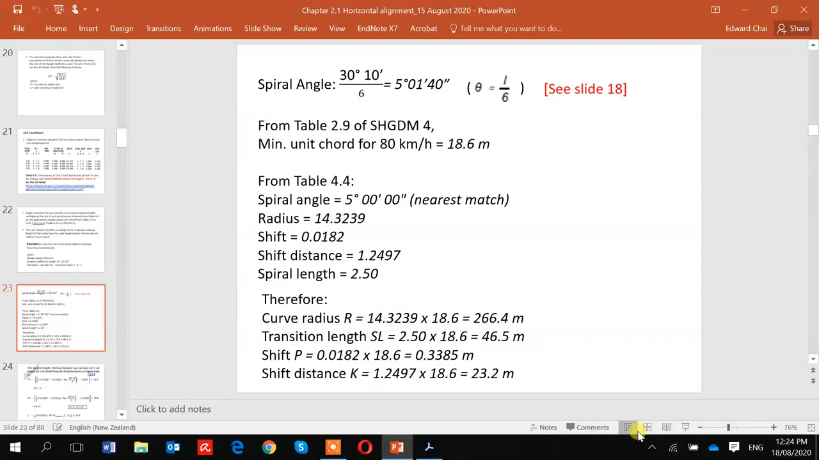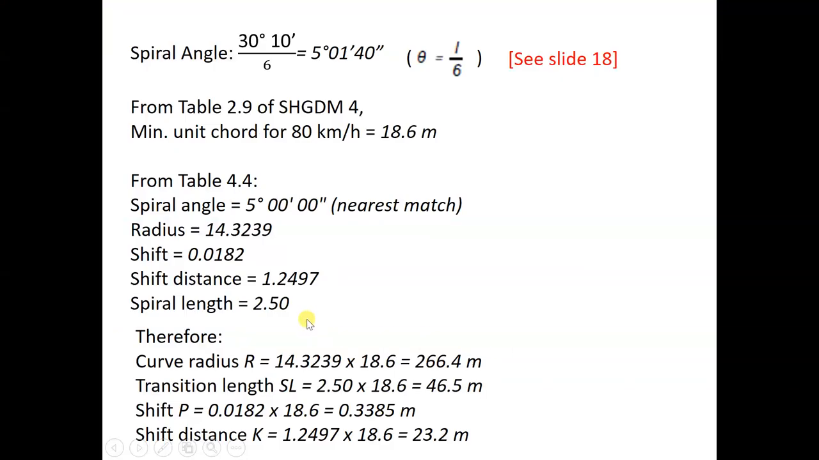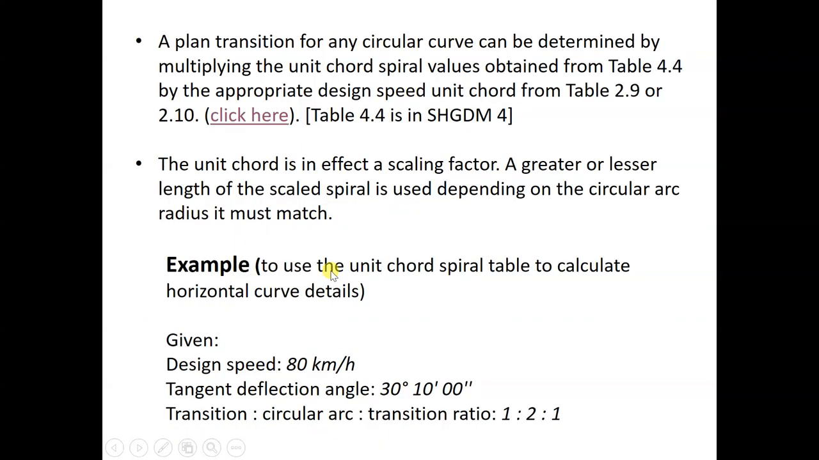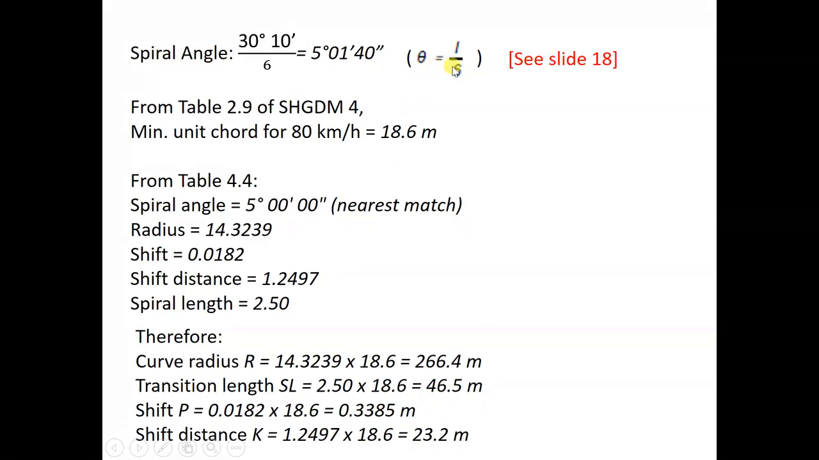So from this, the design speed, from the ratio of this, the angle 30 degrees, and then you can find the theta. From the theta, we go to the table just now, table 4.4, and find all these values, then we multiply by the unit chord from table 2.9. We saw it, we got that, and then we find it.